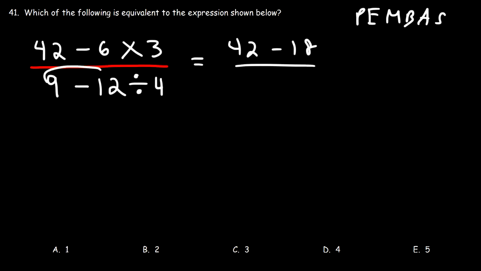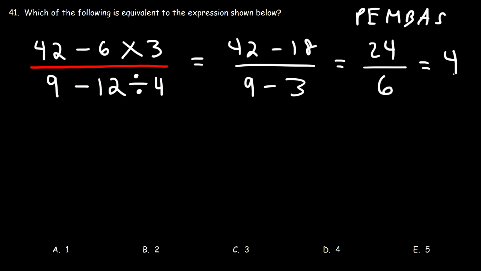And we shouldn't do 9 minus 12. We need to divide 12 by 4 first. 12 divided by 4 is 3. 9 minus 3 is 6. And 42 minus 18 is 24. And 24 divided by 6 is 4. And so that's the final answer for this problem. So D is the right answer.